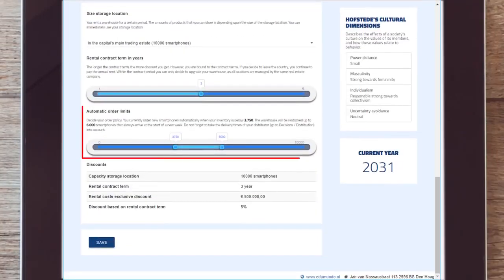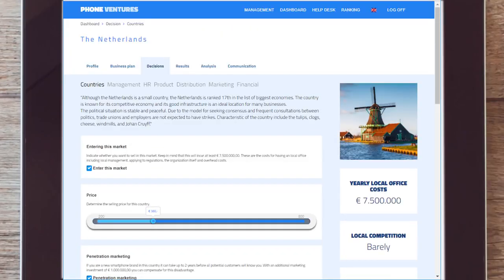Pay close attention to your automatic order limits. Keep the size of the market you serve in mind. Forecast the amount of sales you expect to make in the market you enter and base these assumptions on your automatic order limit. Secondly, you must make management decisions.